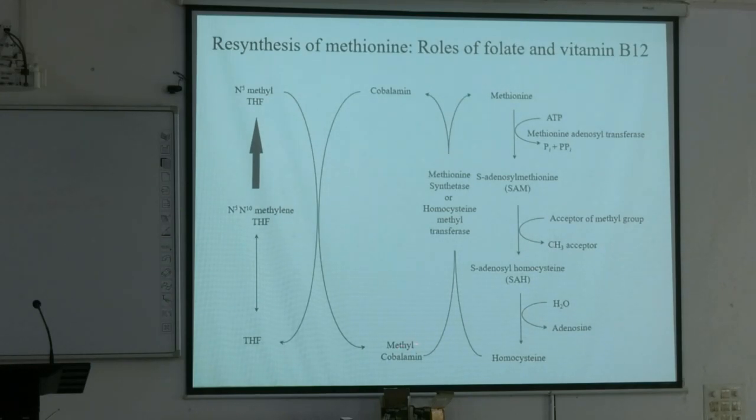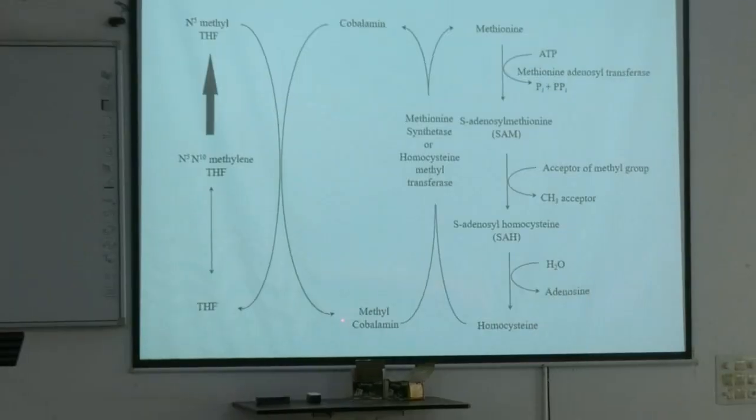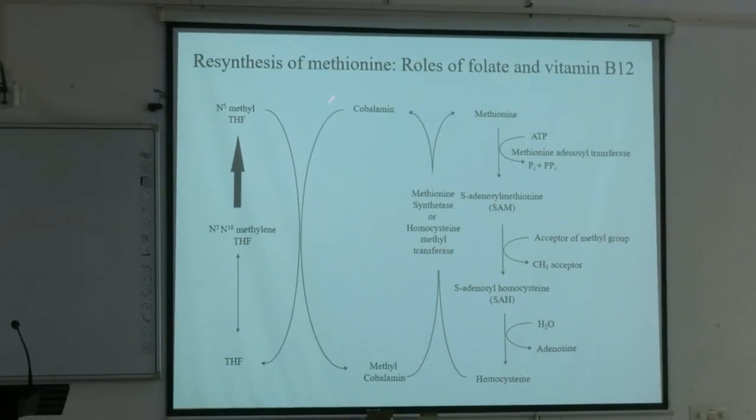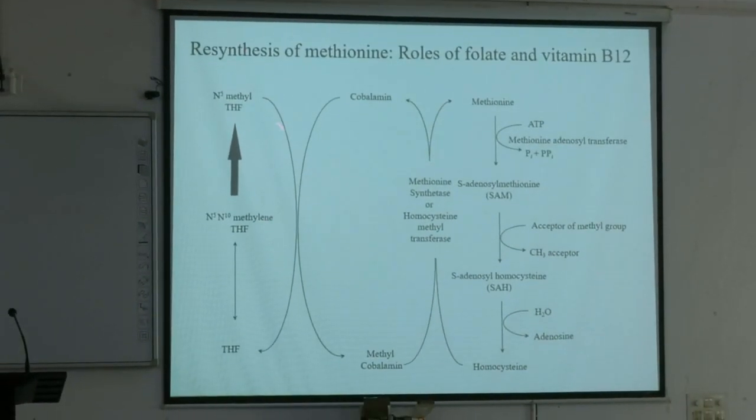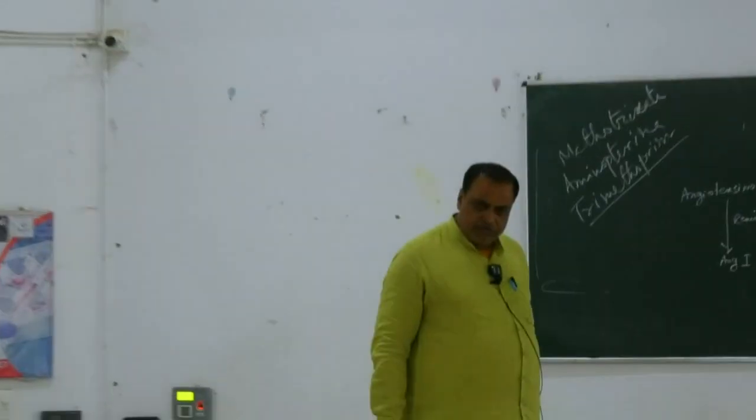Now, the first thing which gives away its methyl group to this homocysteine is actually methyl cobalamin. That means the derivative of vitamin B12, the cobalamin. Methyl cobalamin donates its methyl group to homocysteine to form methionine, and it itself gets converted to cobalamin. The cobalamin is again converted to methyl cobalamin. That means methyl cobalamin is regenerated by N5-methyl tetrahydrofolic acid, which gives its methyl group to cobalamin. Right? This is how the methyl group is actually donated.